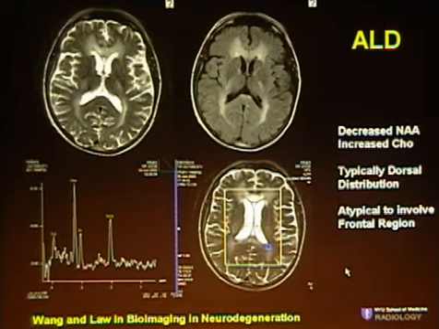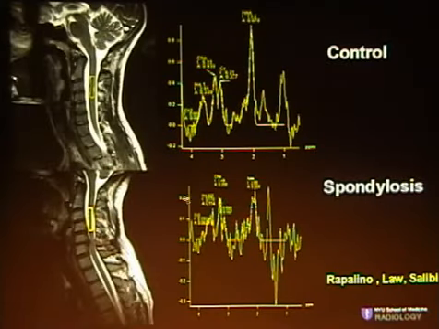within adrenal leukodystrophy. We started to do some MRS within the cervical spine, and with the Bond scanners now, you can actually get fairly nice looking spectra, NAA, choline, and creatine from within the cervical spine.